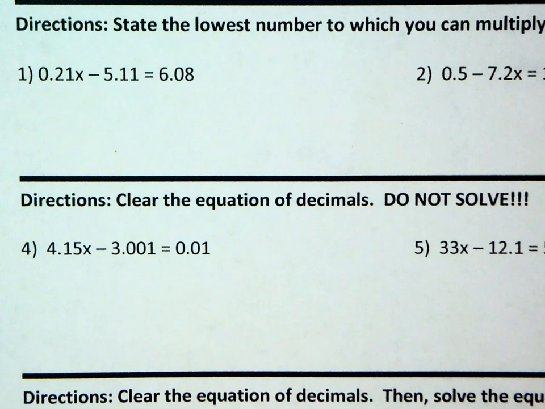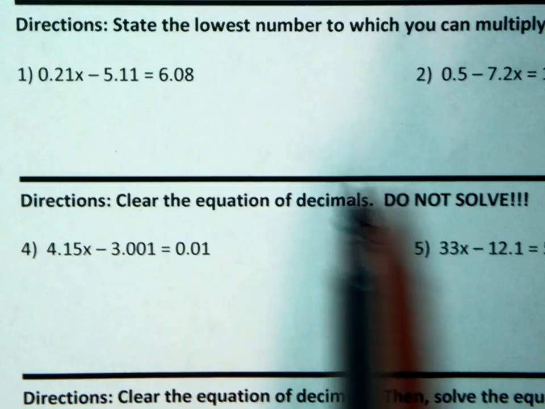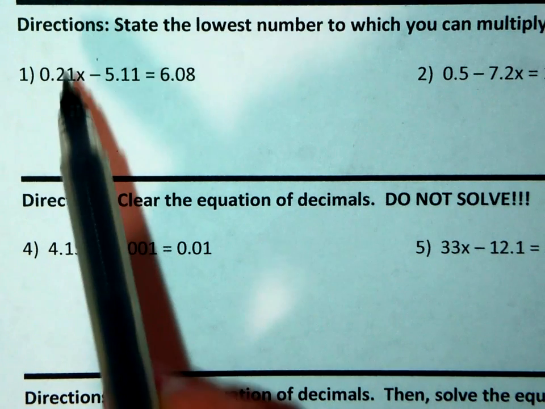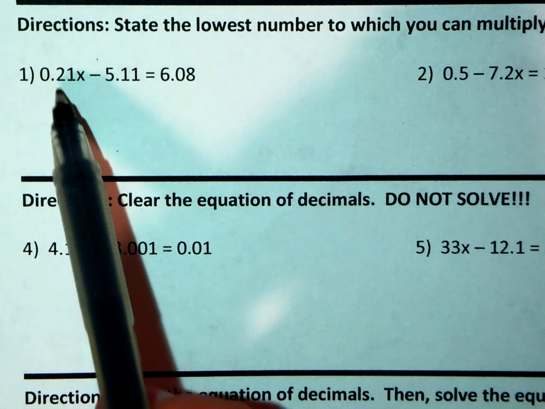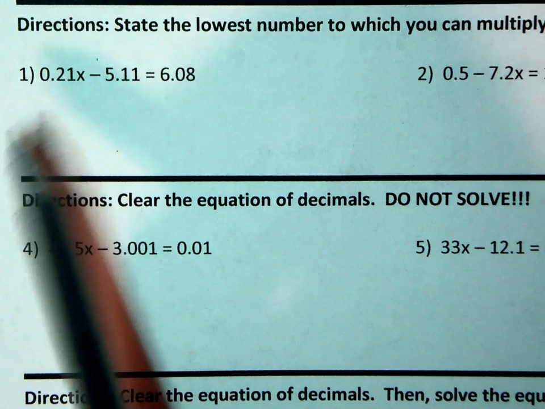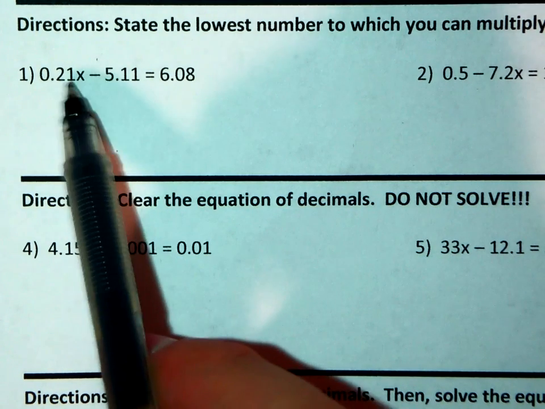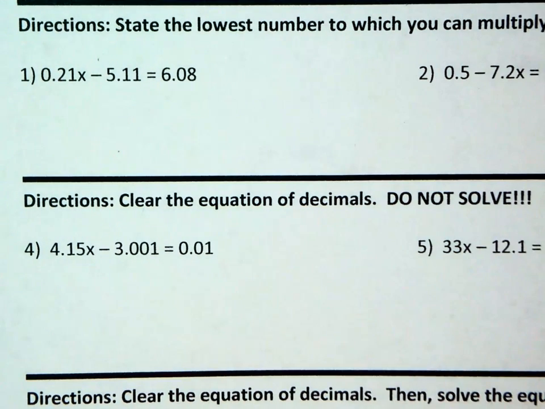The directions for today's assignment for the first part say to state the lowest number to which you can multiply the equation in order to clear the decimals. And so we talked about in class, we need to look at the decimal, figure out what number that is a multiple of 10. We can multiply any one of these combination of numbers to clear that decimal.